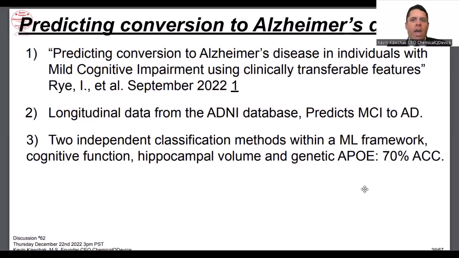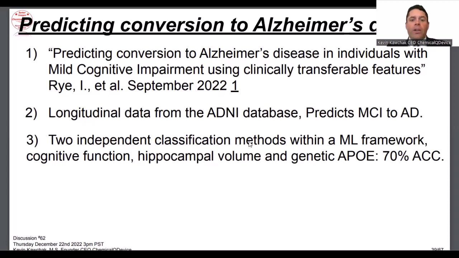So this next paper, predicting conversion to Alzheimer's disease in individuals with mild cognitive impairment using clinically transferable features, is longitudinal data from ADNI databases. So ADNI, again, as I said, has MRIs, PET scans. I believe it also has a bunch of the extra kind of hospital data that goes with it, because in these papers, it seems like they're working off that as well.